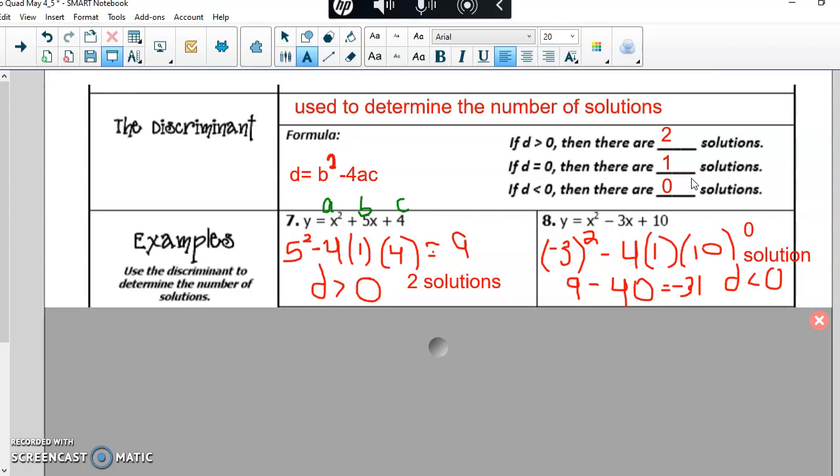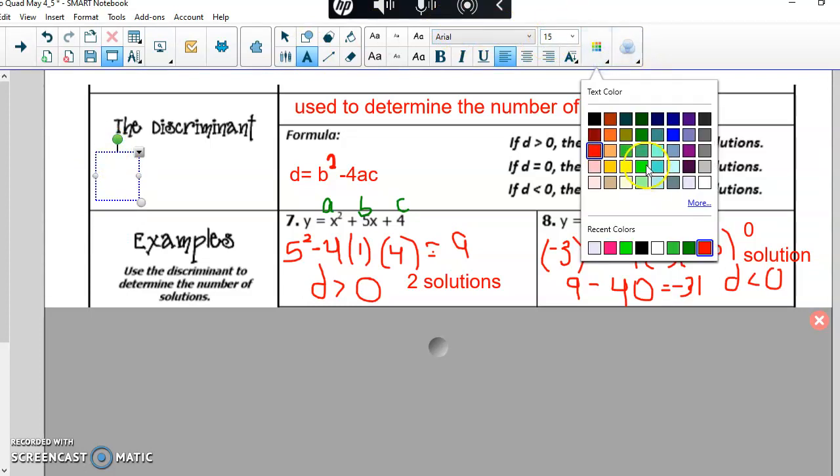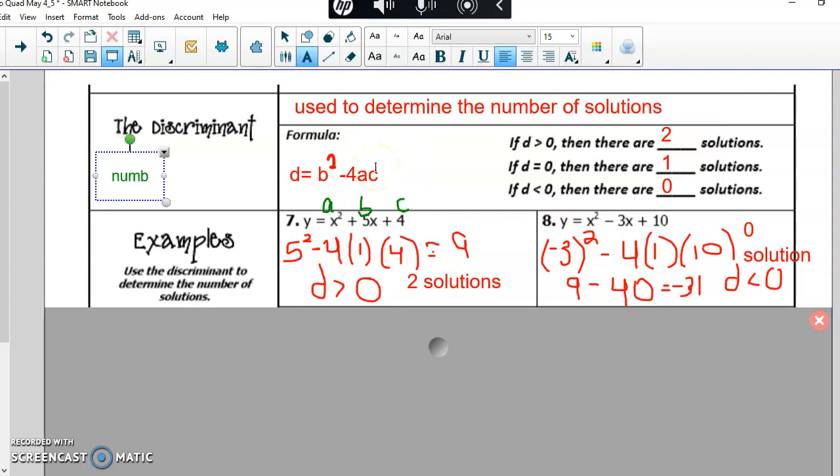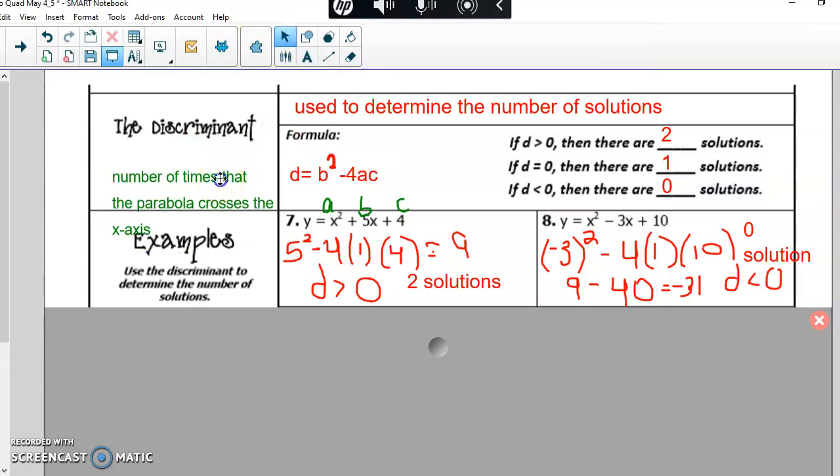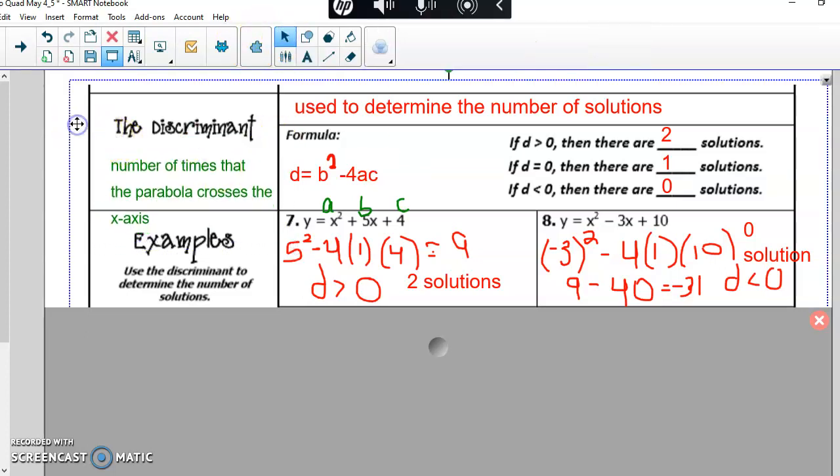So all we're doing is plugging those values in and using this little cheat sheet to determine the number of solutions. Remember, when we're talking number of solutions, we are talking about the number of times that the parabola crosses the x-axis. This discriminant is a bit of a cheat sheet. It's a way for us to do that calculation faster, because if you saw yesterday's video, it takes a really long time to fill in those tables because we have to bring in that axis of symmetry calculation, and we don't want to have to do all that if we don't have to.